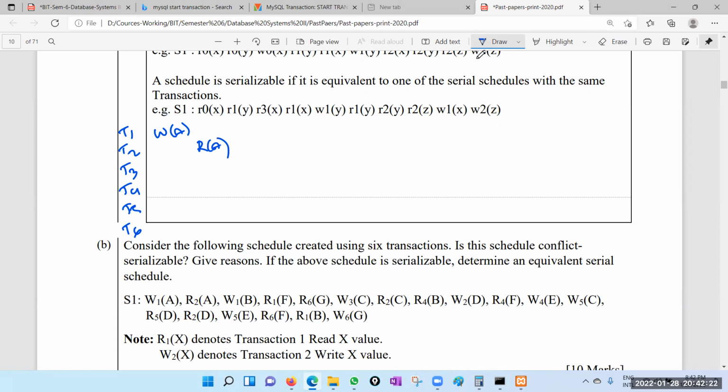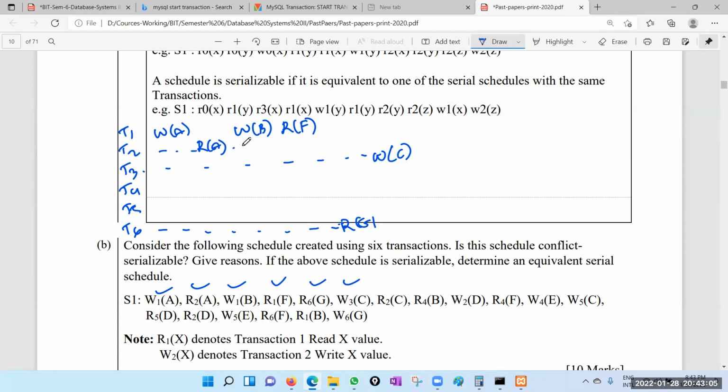Write 1B, write B. Read 1F, read F. Read 6G, read G. Write 3C, write C. Read 2C, read C. Okay. Read 4B.